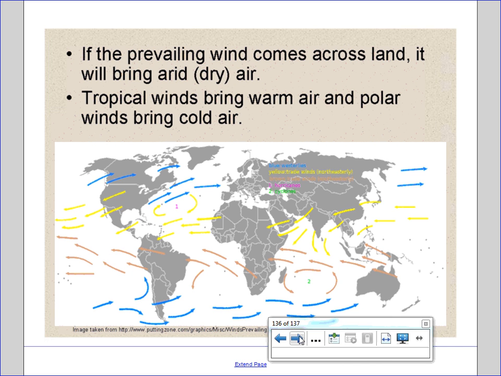If the prevailing wind is coming off of a continent, it will be the exact opposite. It's going to bring dry air. It's not picking up moisture. And then we also discussed back with winds, if it is a tropical wind, it's coming from lower latitudes, so it brings warm air, and polar winds are coming from closer to the poles, so they bring colder air. So that influences your climate, depending on what wind belt you are near.